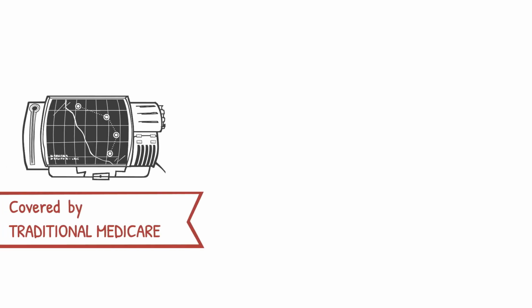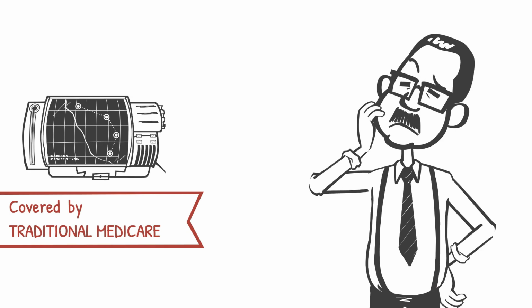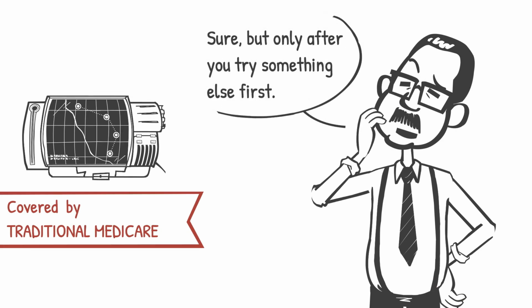So even if a device is covered by traditional Medicare, a Medicare Advantage plan might say, sure, but only after you've tried something else first. Or they might require extra documentation or delay approval altogether. They look like private payers in how they behave, but they're still bound by Medicare regulations. And that creates a unique challenge for device companies, especially if your device is mostly used by seniors.